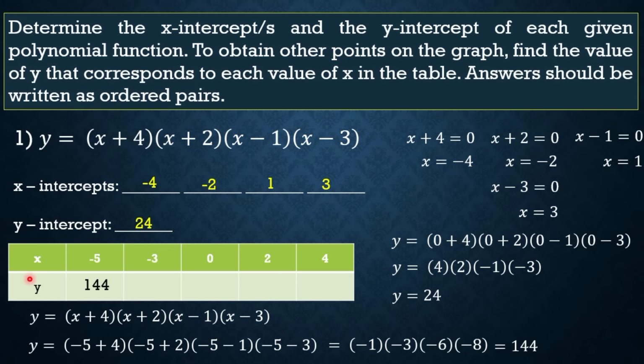Saka natin ilagay dito. So, ganun din yung gagawin nyo kay negative 3, 0, 2, and 4. So, isa-substitute nyo lang sa x natin. So, kapag sinubstitute nyo yan, ang makukuha nyo kay negative 3, that is negative 24. Kay 0, 24. Kay 2, negative 24. At kay 4, 144. So, ipapakita ko lang sa inyo kapag graph nyo na ito, using the Cartesian plane.